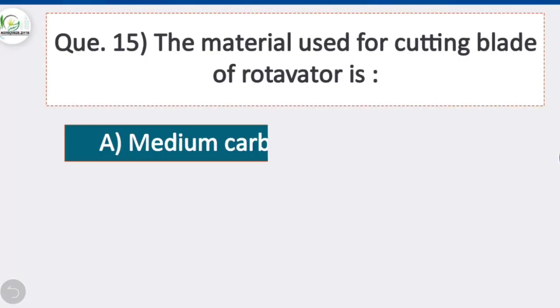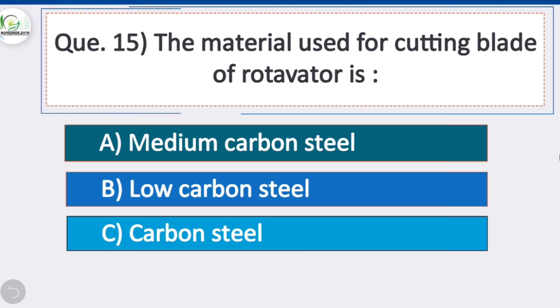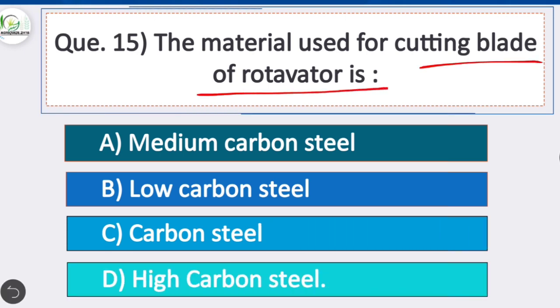Next question, question number 15. The material used for cutting blade of rotavator is, option D is correct, high carbon steel. A rotavator has a useful life of 24,000 hours, that means 8 years, with an annual use of 300 hours.